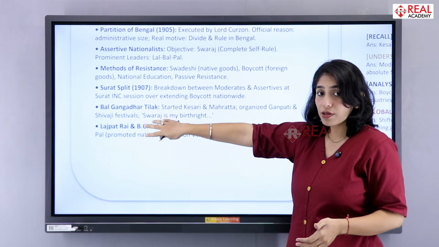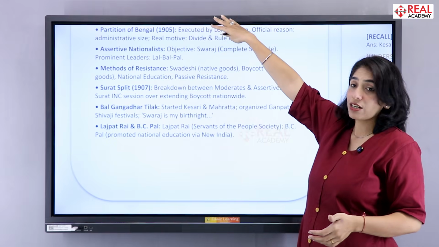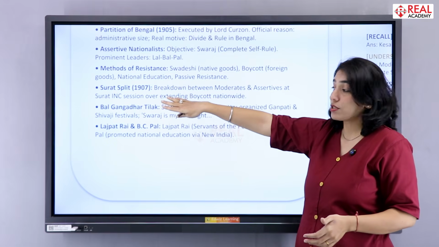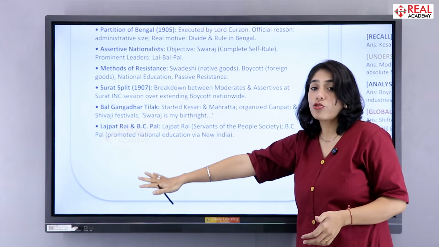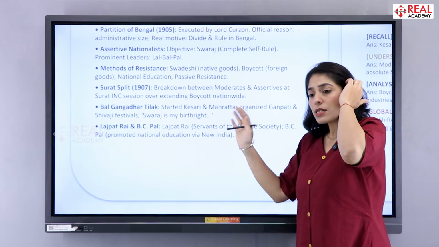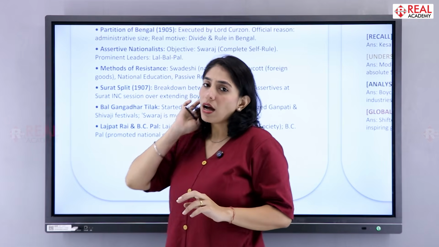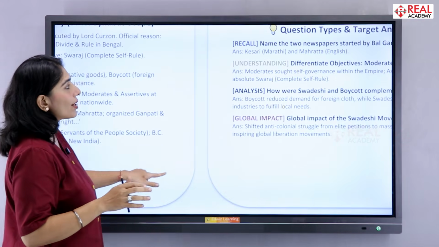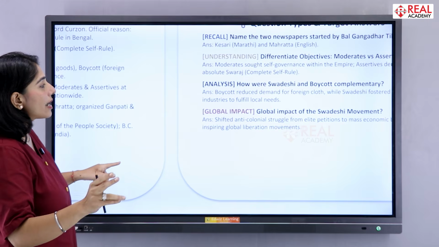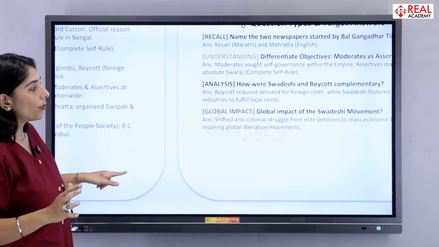So for this chapter, what you need to know is the partition of Bengal. Then you talk about the Surat split. Then the role of Bal Gangadhar Tilak and the role of Lala Lajpat Rai. Similarly, when you talk about these, you'll have questions based on the same criteria, that is recall, understanding, analysis, and global impact.